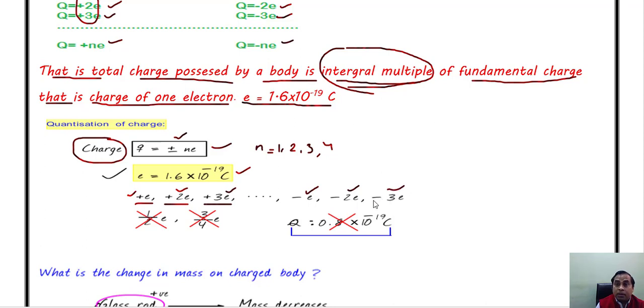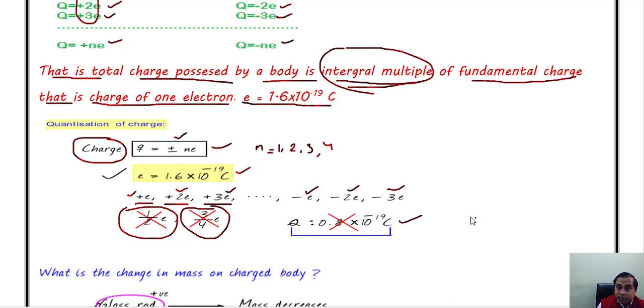Now there is a point. You cannot give up 1 by 2 electrons, so such charge is not possible. You cannot give up 3 by 4 electrons. Either you will deliver 3 electrons or you will deliver 4 electrons. You will deliver 1 or 2, not somewhere in between. 1.2 electrons you cannot deliver, so that's the point. Now this much charge is not possible.